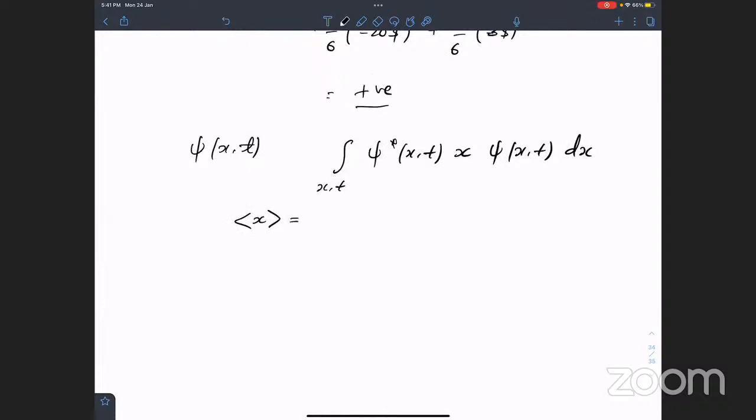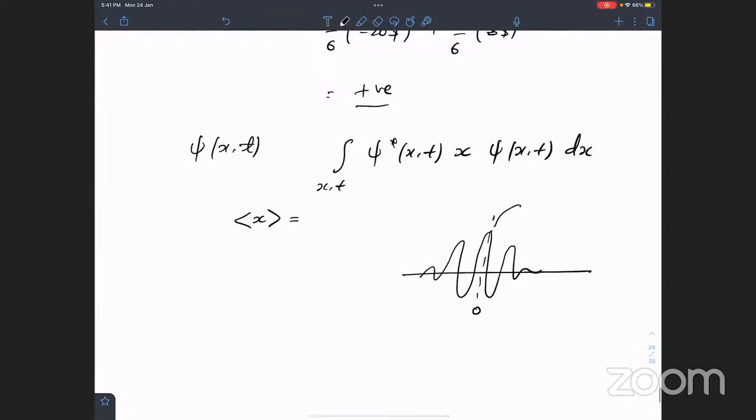Imagine a wave packet like this, and this is the exact origin. What is the expected value of this position? It's the origin. So this is the expectation value of x. That is the average position. What is the standard deviation of this?